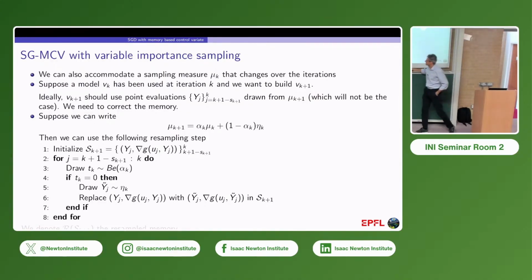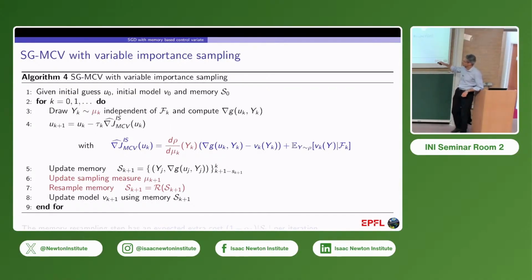Why I call it tk? Sorry, this should have been a tj. So, y tilde j from this correction term. And I replace whatever I had in the memory with a new estimator, with a new evaluation for this new random variable. So I have to recompute the gradient in that point for that new random variable. In this way, I can keep the memory consistent. So I call this resampling of the memory. This R operator is the resampling of the memory if I want to correct the sampling measure.